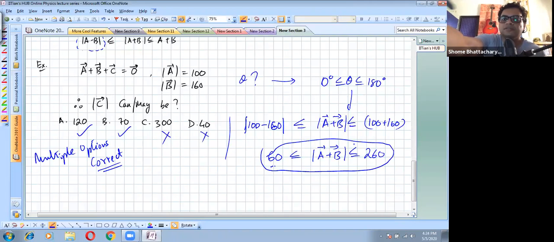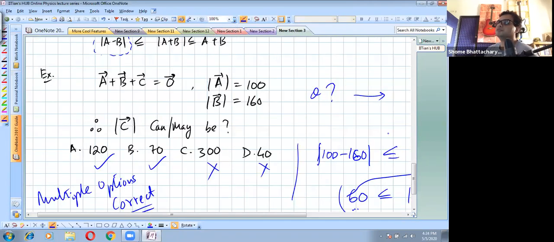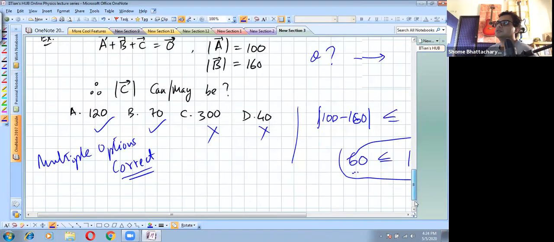Okay. Yes, Viraj, I will be doing the worksheet problems also. So I'm coming to that, don't worry. I will be discussing most of the worksheet problems today itself. But this is just giving you an idea about how we make use of triangle law.